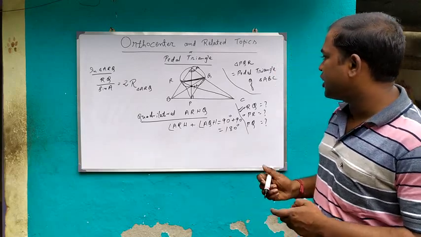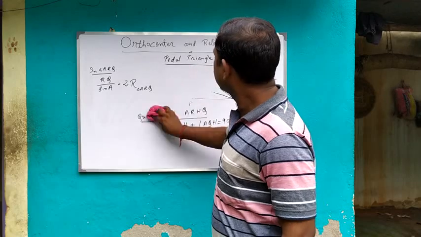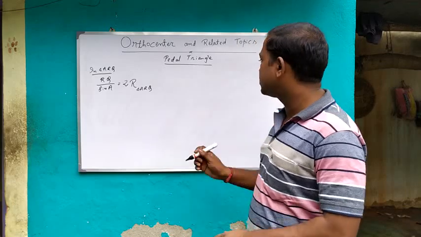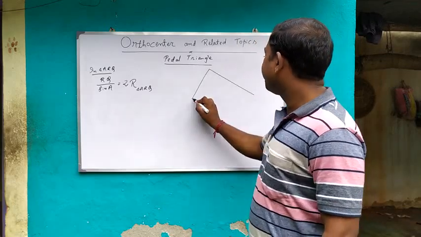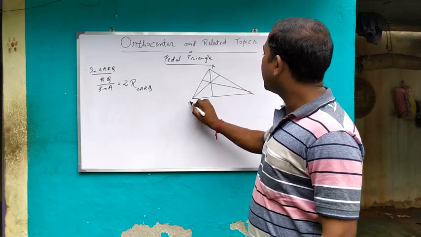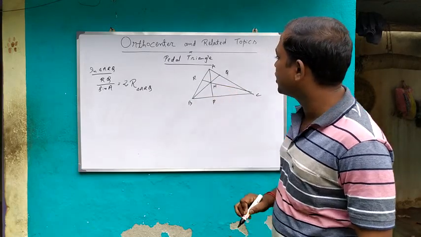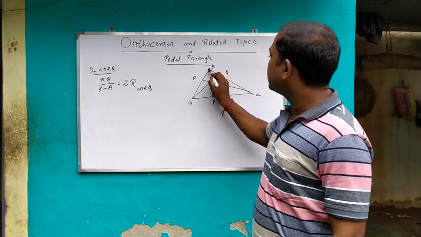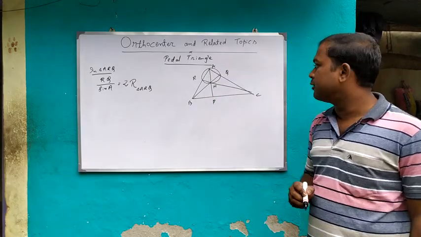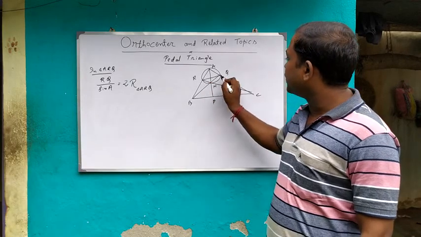And now let's make a fresh figure for the sake of understanding. So what we discussed till now is ABC, AP, BQ, CR, and this is H, the orthocenter. So we have discussed that these 4 points are concyclic, right? ARHQ is a cyclic quadrilateral, and we want to find the value of RQ.